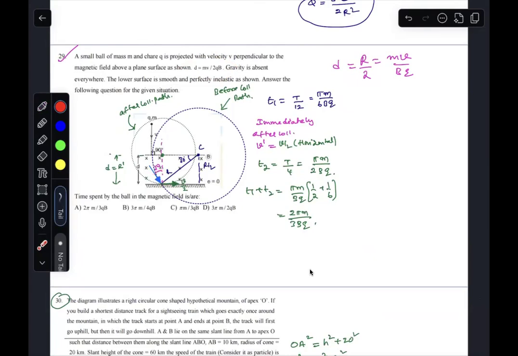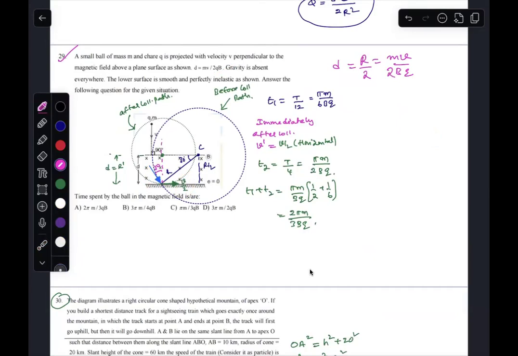Now resolve this into 2 components. One normal component vanishes because of perfect inelastic collision. The other component, V by 2, remains the same. Now for V by 2, the radius becomes R equal to mv by 2bq. What they have given is the same.